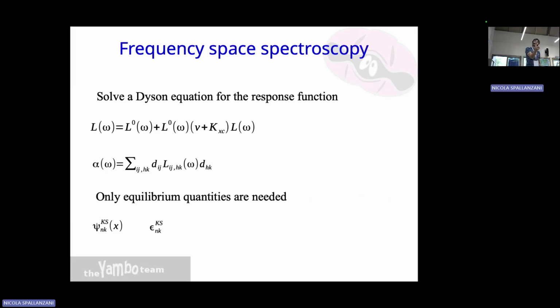What Maurizio discussed is this Bethe-Salpeter equation, which is here in compact form. From the Bethe-Salpeter equation, this L propagator, one can get the frequency-dependent polarizability, applying the dipole operators to the four-body response function. The nice thing of this approach is that L can be constructed in terms of only equilibrium quantities: the Kohn-Sham wave functions and the Kohn-Sham energies enter in this L0 and then define L. It's also useful because one can analyze the poles and get exactly the excitation energies, etc.